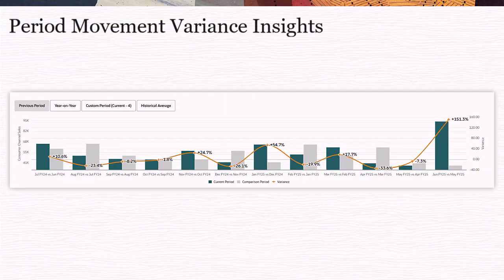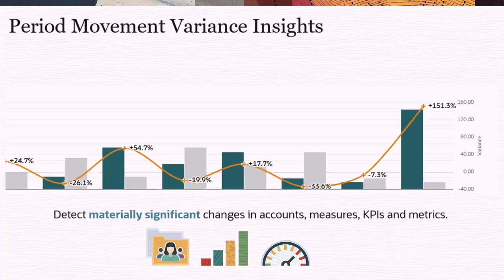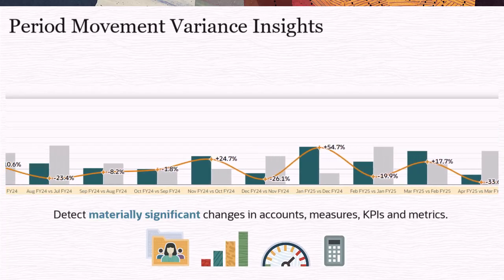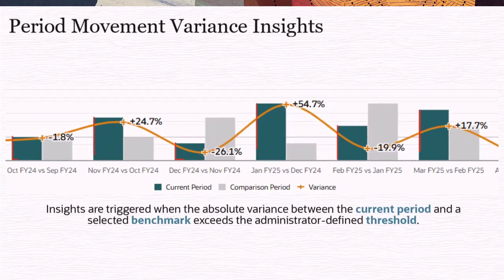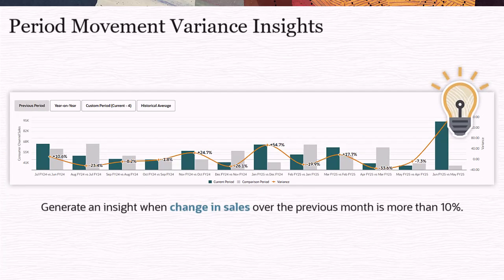Period Movement Variance insights in Cloud EPM help you monitor materially significant changes in an account member, measure, KPI, or metric across defined time periods. These insights compare the current period with selected benchmark periods and are triggered when the absolute variance exceeds the administrator-defined threshold. For example, you can generate an insight when change in sales over the previous month is more than 10%.